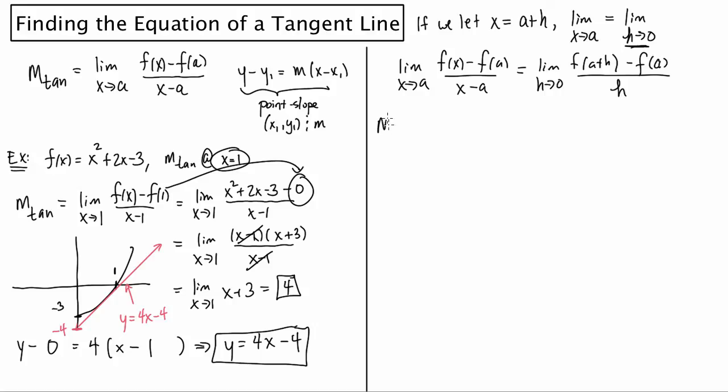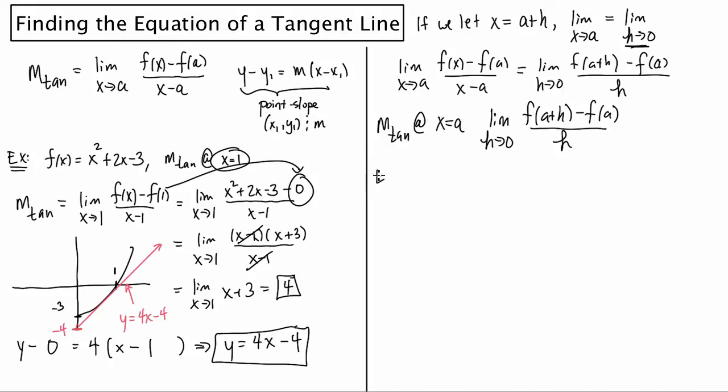And so the other way to calculate the slope of the tangent line at the point, let's say x equal to a, is by calculating the limit as h goes to 0 of f of a plus h minus f of a all over h. And we're actually going to use that in this next example, because it's just a little bit easier to evaluate that way.